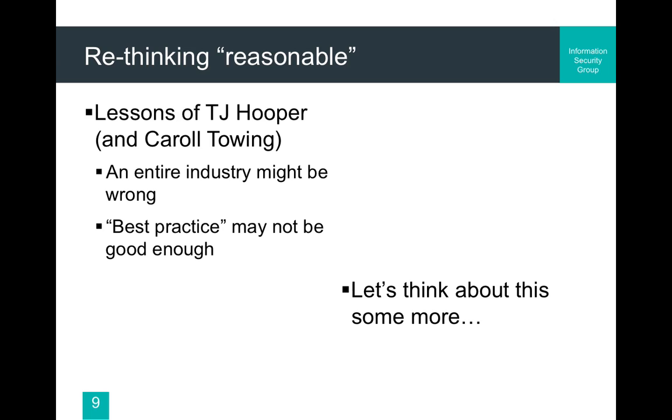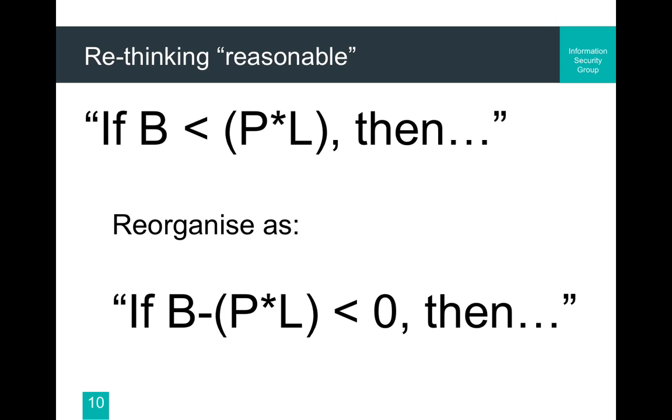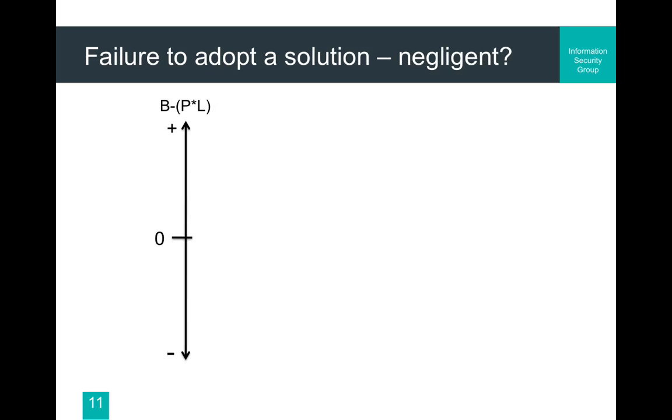Now I want to think some more about this principle. I want to illustrate this principle slightly differently. And to do that, I need to reorganize Learned Hand's famous formula in this way. In his judgment, he wrote, if B is less than P times L, then the party's negligent. I want to reorganize this as the following expression. If B minus the quantity P times L is less than 0, then the party in question is negligent. And these two formulas are algebraically equivalent.